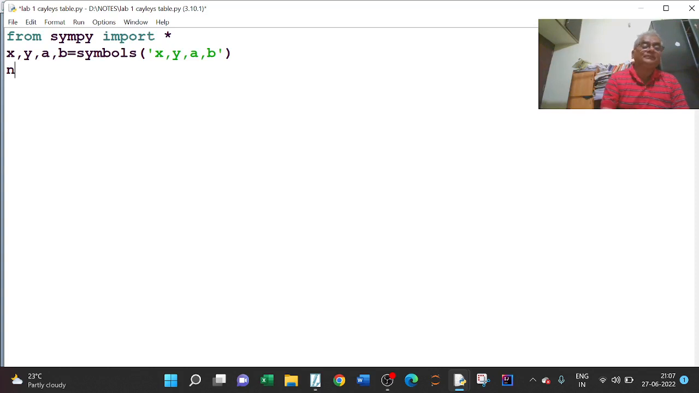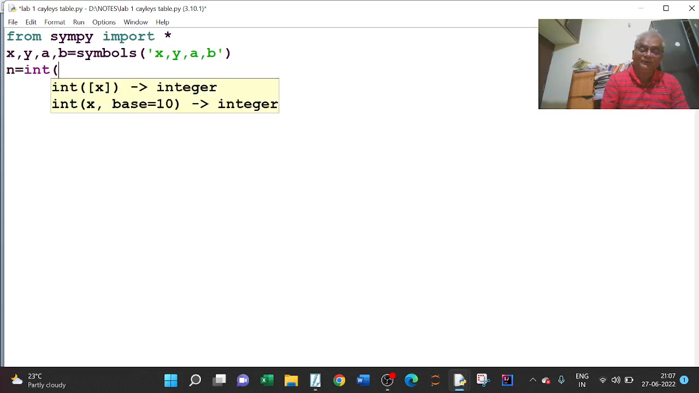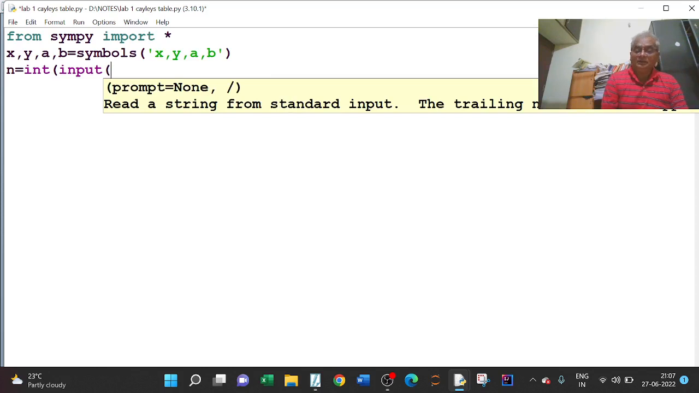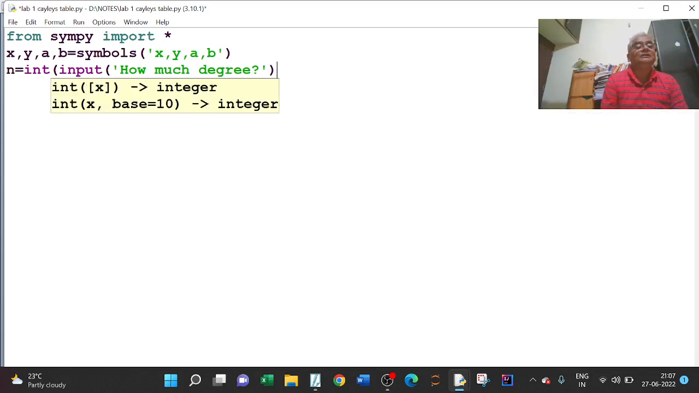Then I will take the order of the derivative here. n equal to int input, how much degree we can give, question mark, quote close, bracket close, and I think one more bracket I have to close.